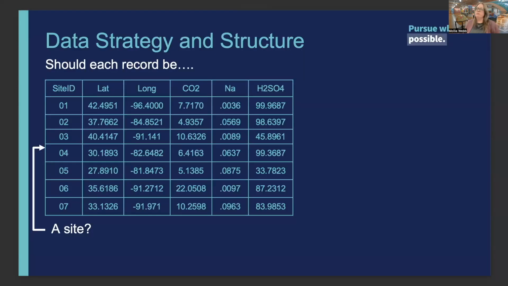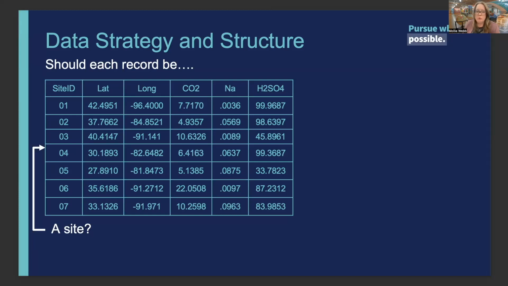Some examples of this include this one here. These are analyzed soil samples from various sites. Now, do you want each record in the table to be a unique site? This table is set up this way, and it also includes location information, latitude, longitude, as well as the results of the sample that was analyzed.